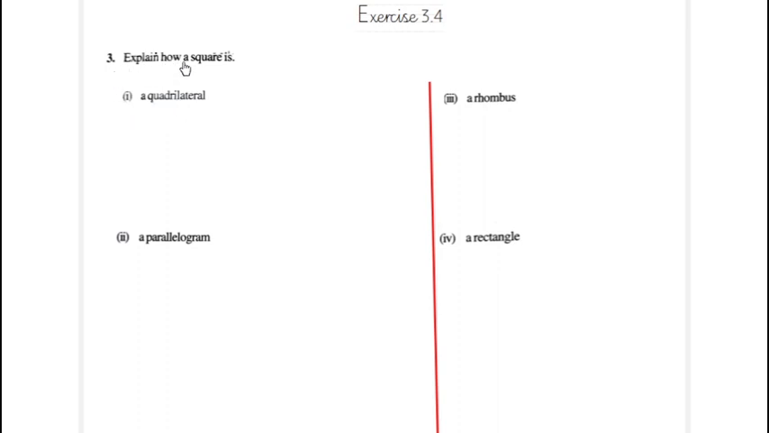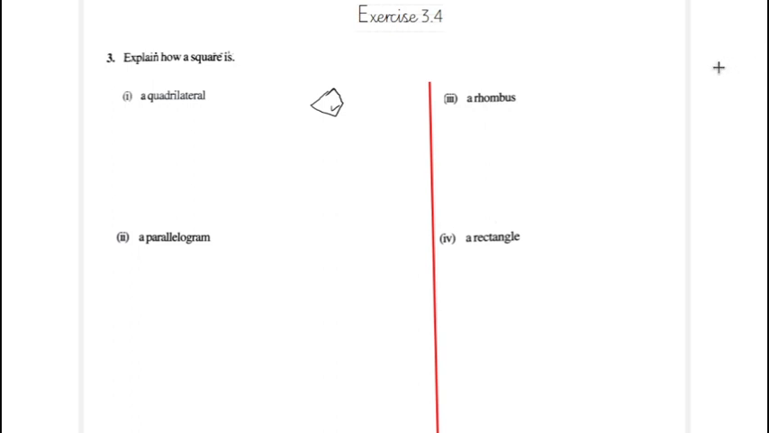Now come to question number 3. Explain how a square is a quadrilateral. Now first of all, what is the definition of a quadrilateral? It should be a four-sided shape. Okay, closed figure with four sides. This is a definition of a quadrilateral.